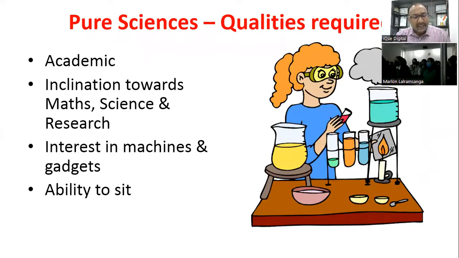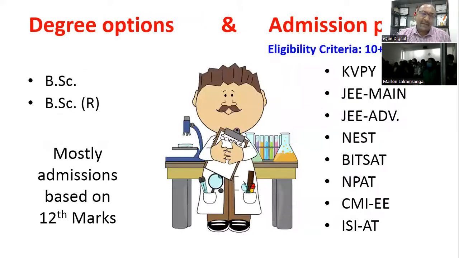Coming to pure sciences, if you're a strongly academic oriented child, you have inclination towards maths, science, and research, you have interest in machines and gadgets, and you have the ability to sit for long hours, either researching or practically working, then you can go for a 3-year BSc program, or you can go for a 4-year BSc research program.